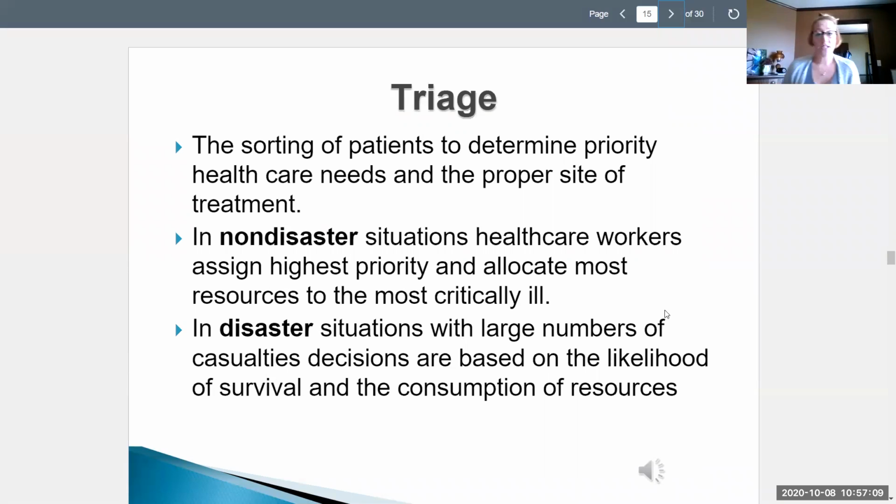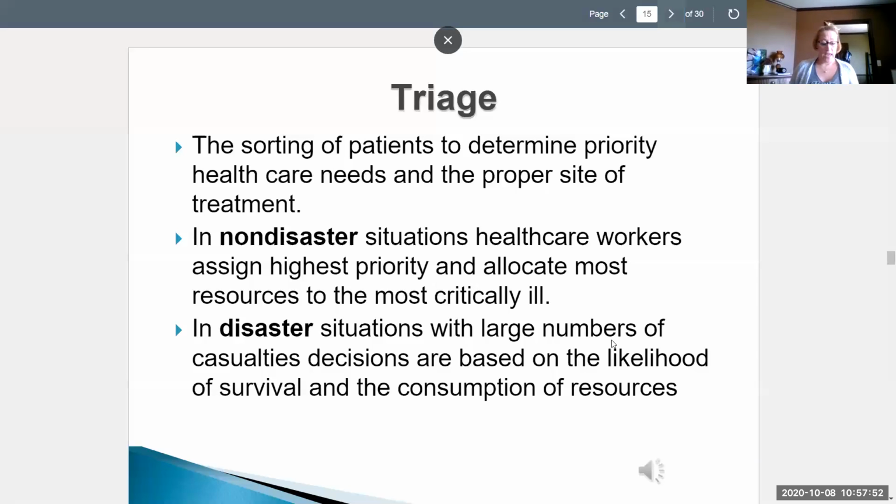Triage is the sorting of patients to determine the priority of healthcare needs and the proper site of treatment. In non-disaster situations, we assign the highest priority and allocate the most resources to the most critically ill, right? But in disaster situations with large numbers of casualties, decisions are based on their likelihood of survival and the consumption of resources. So in disaster situations, instead of 5 people helping this one person, if they meet criteria of having a high chance of death, then you just have to move on, because you want to do the most good for the most amount of people in a disaster situation.